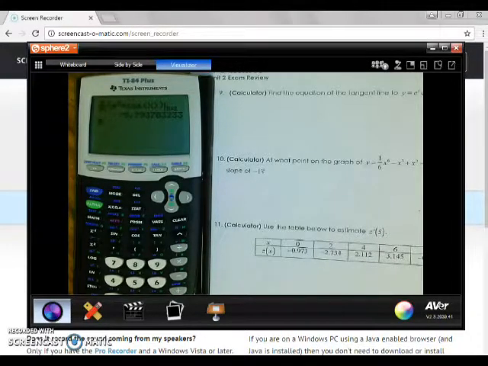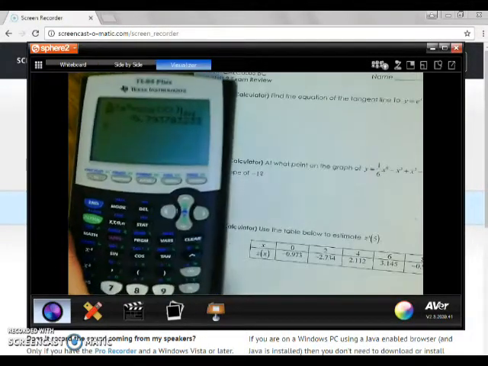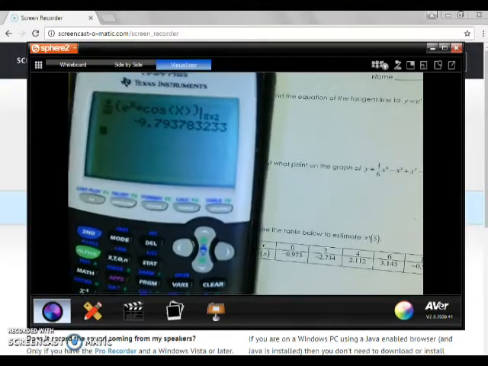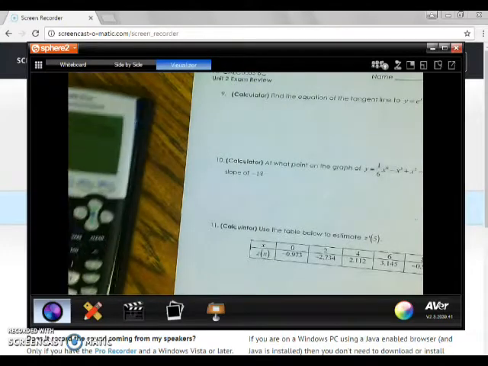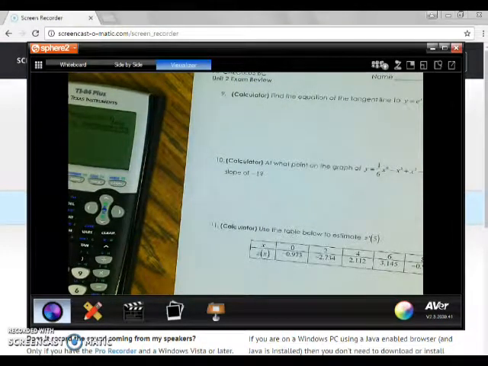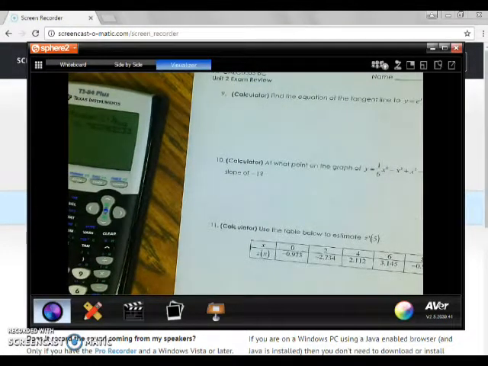So once you have that slope, that negative 9.79 number, you would go ahead and plug that into point slope formula and then go from there. And that's how you would tackle number 9.